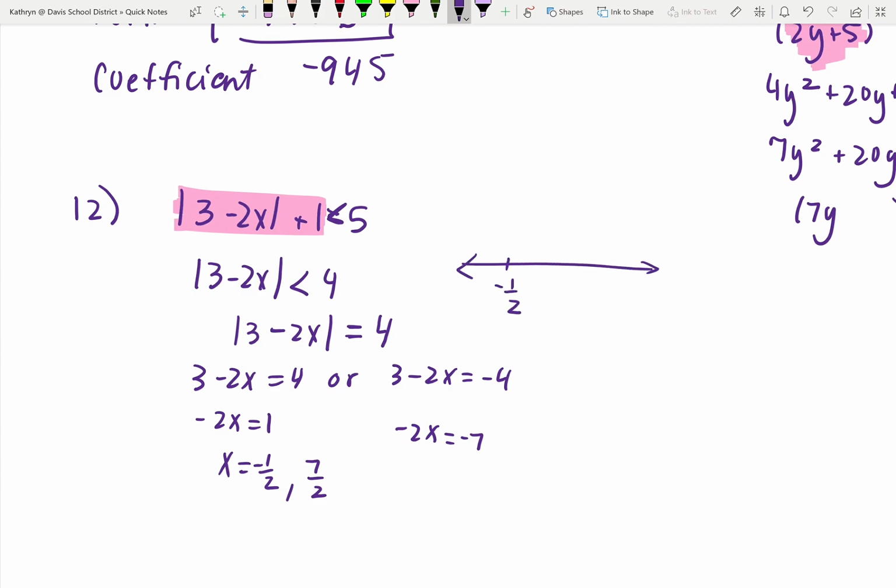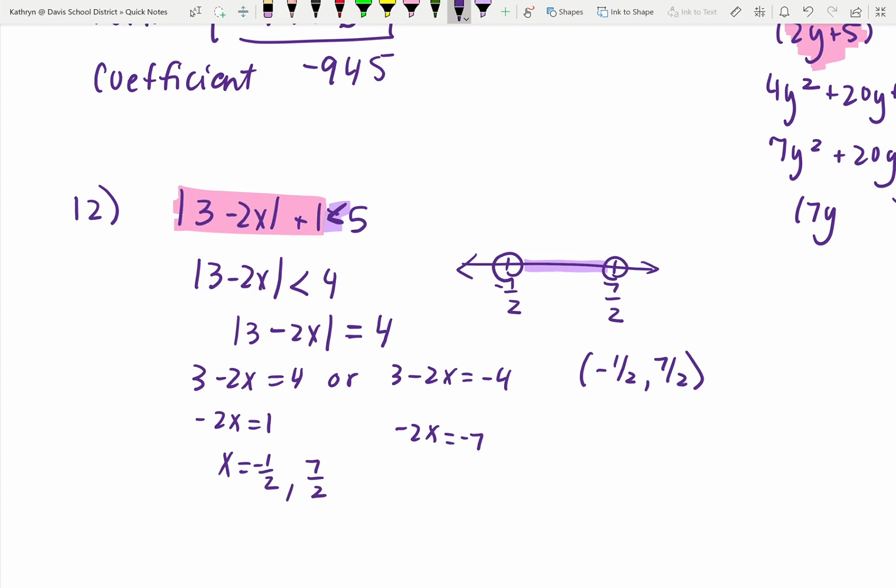Negative 1/2 is here. 7/2 is here. There's no equal sign, so those are going to be open. If this symbol right here is a less than or a less than or equal to, it always means inside. So you shade it like that. So in interval notation, -1/2 to 7/2, both with parentheses.